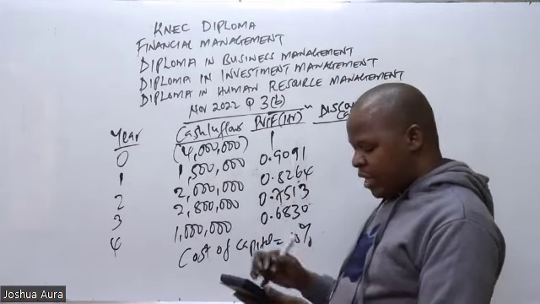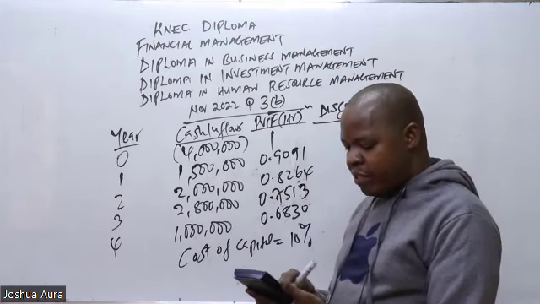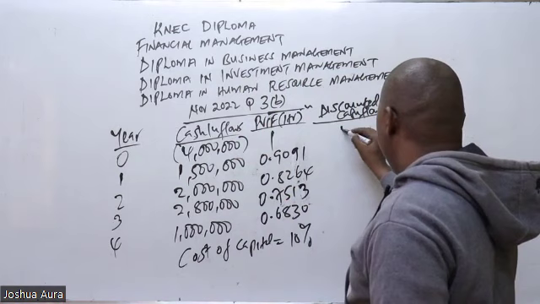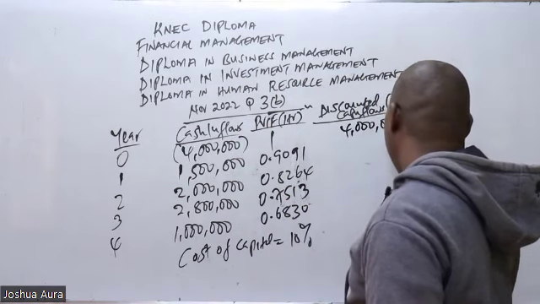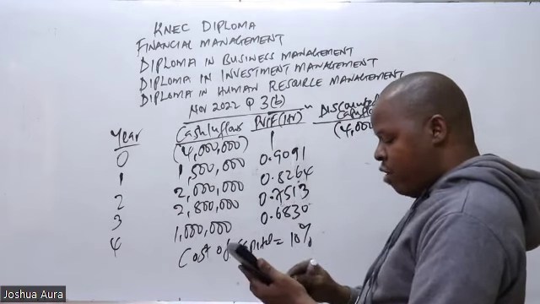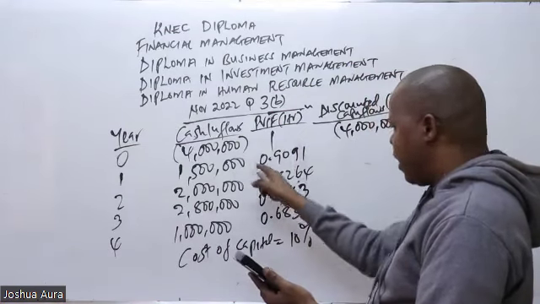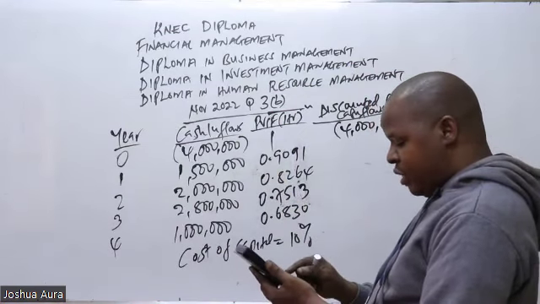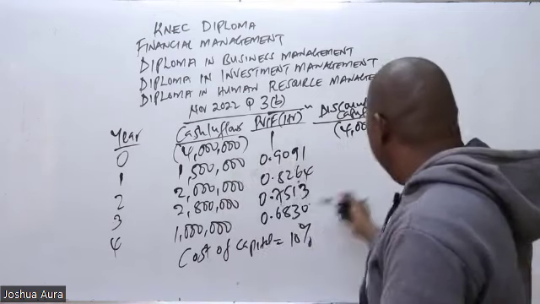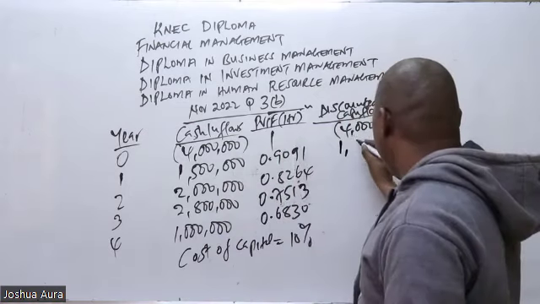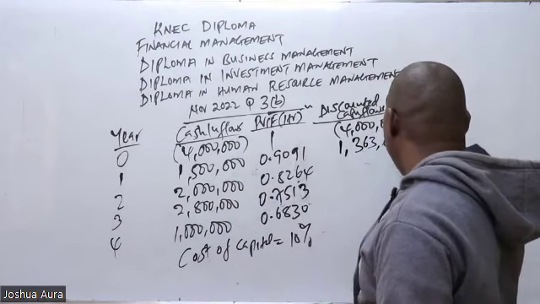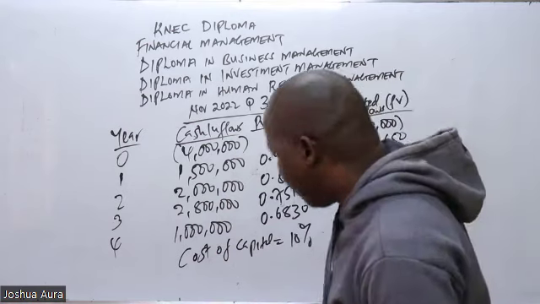The first one is minus 4 million times 1. So the first figure is minus 4 million. What about the second figure? It will be 1,500,000 times 0.9091. We are getting a figure of 1,363,650.